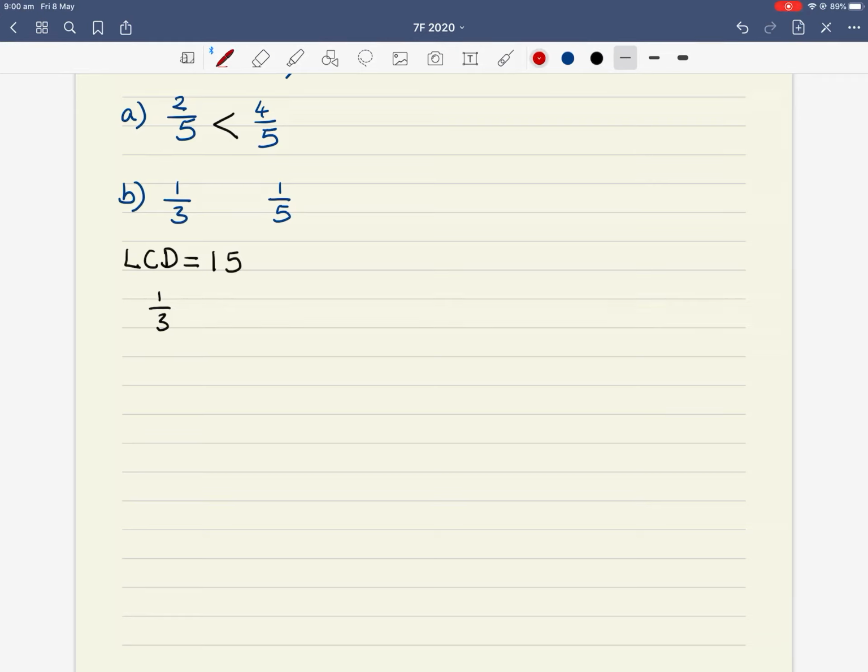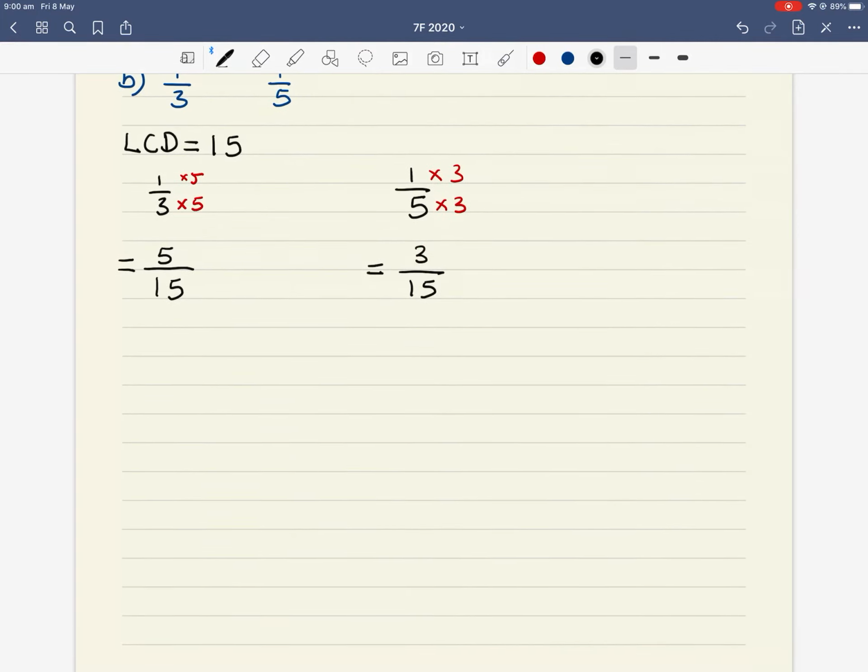So we need to convert 1/3 into denominator 15, which means we need to multiply top and bottom by 5. Because what you do to the top, you need to do to the bottom to keep everything balanced. It's like a seesaw game. So on the top we have 5, because 1 times 5 is 5. On the bottom we have 15. What about the fraction 1/5? We need to make it the same denominator, 15, so we need to times the top and bottom by 3. So that's 3 over 15.